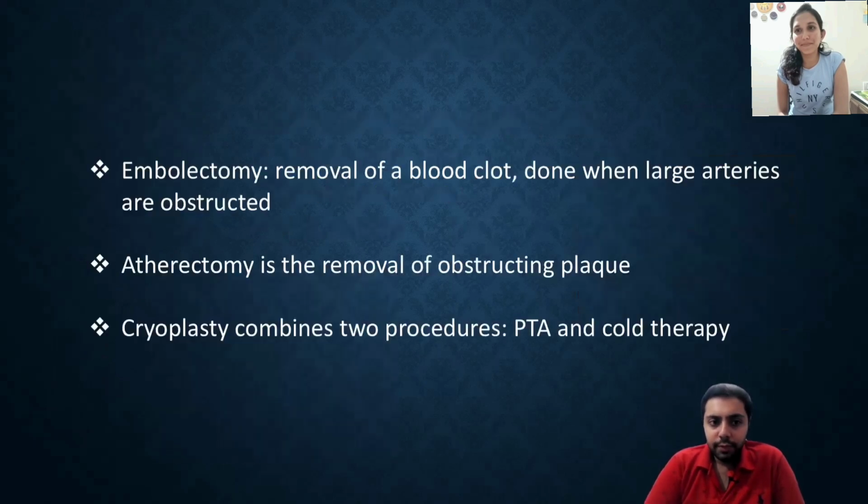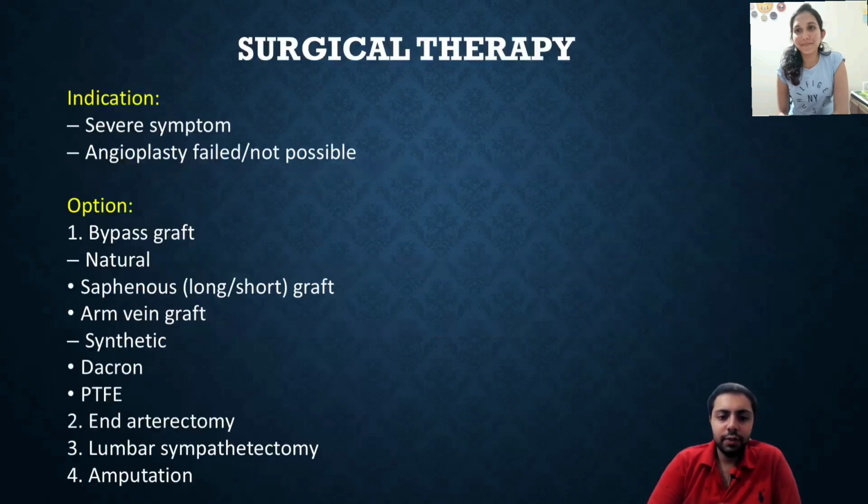Then we can go for minimally invasive surgeries like embolectomy, removal of the blood clot. When the large arteries are obstructed, you can go for embolectomy. Then atherectomy, that is removal of the segment, or removal of the plaque. Then cryoplasty can also be done, a combination of both PTA and cold therapy. Cryoplasty is because we give a very low temperature to that area to dissolve the clot, the thrombus.